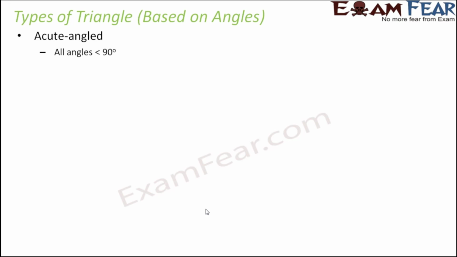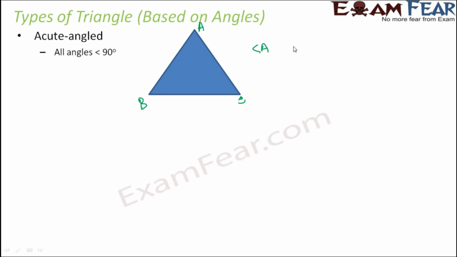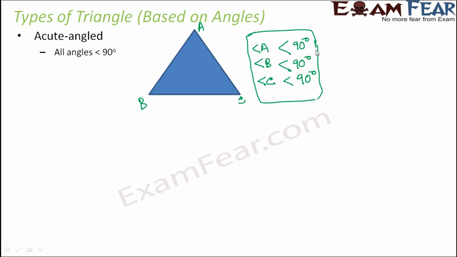So the first type is acute-angled triangle. So what is acute angle? Acute angle is that angle which is less than 90 degree. So if we have a triangle where all the three angles are acute angles, then that triangle is called acute-angled triangle. For example, in this triangle ABC, the measurement of angle A is less than 90 degree, measurement of angle B is less than 90 degree, measurement of angle C is less than 90 degree. If this holds true, then this triangle is called an acute-angled triangle.